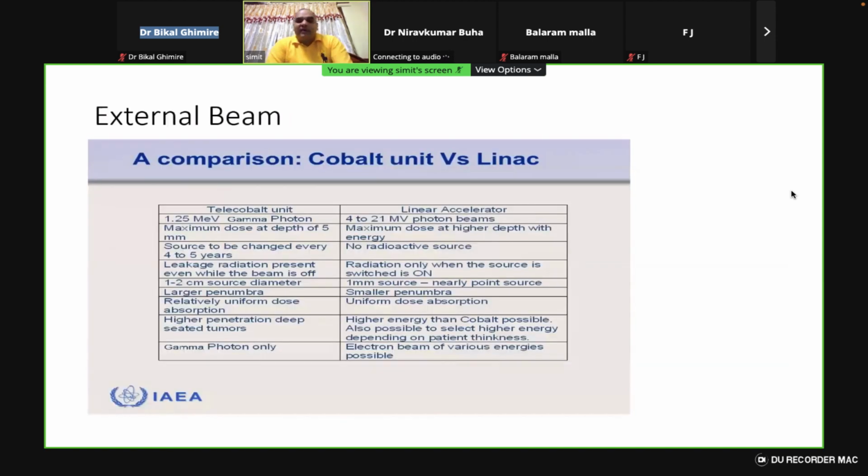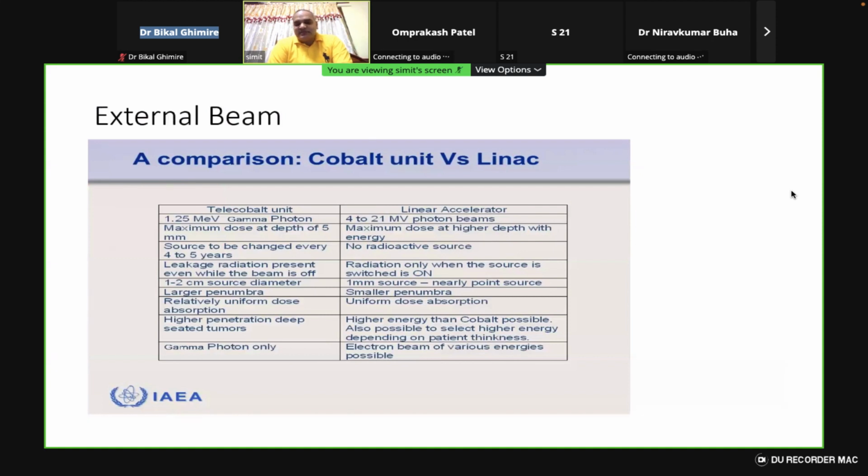So if you compare cobalt and LINAC, cobalt has a very limited energy, that's 1.25 MV compared to 4 to 20 MV for the linear accelerator. The maximum dose of cobalt is at a depth of 5 mm, whereas for the linear accelerator the maximum dose can go up to 3, 4, 5, or 6 centimeters depending upon the energy. So for deep-seated tumors with cobalt, we cannot give the maximum dose without much side effects. In linear accelerator, we can easily give those doses. Cobalt is a radioisotope with a half-life of 5.12 years, so the source has to be changed. In linear accelerator, there is no radioactive source, so it's easier to handle.